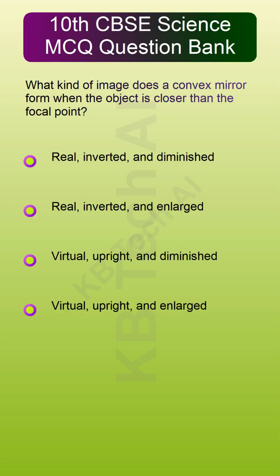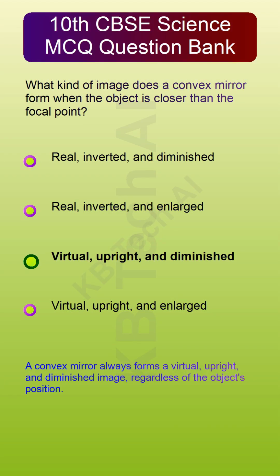What kind of image does a convex mirror form when the object is closer than the focal point? Option 1, real, inverted, and diminished. Option 2, real, inverted, and enlarged. Option 3, virtual, upright, and diminished. Option 4, virtual, upright, and enlarged. The answer is option 3, virtual, upright, and diminished.